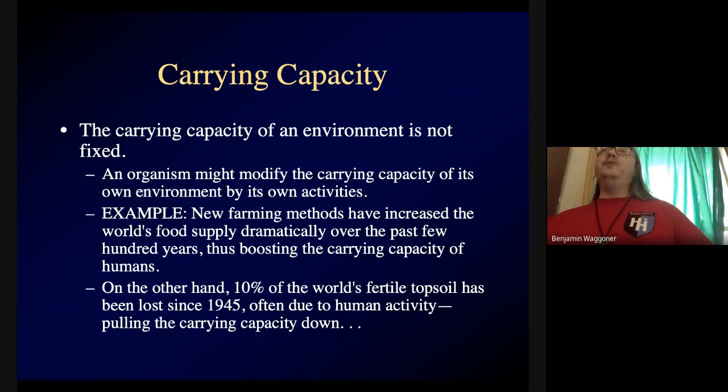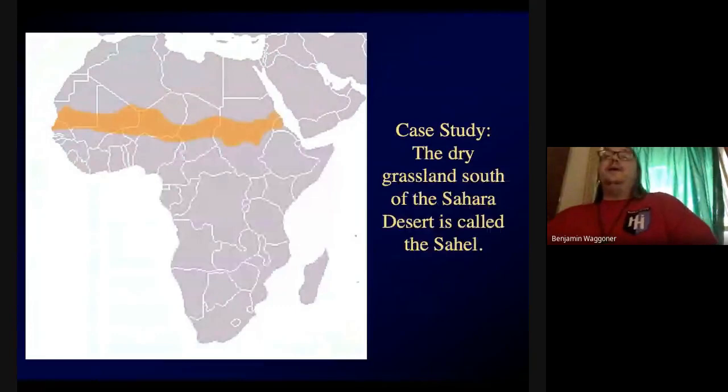And once you lose topsoil, you can't make it. It has to regenerate over a very long term. You can't build a topsoil factory. And things like that tend to drop the carrying capacity in many areas. One case where that's happened is here. That's Africa.